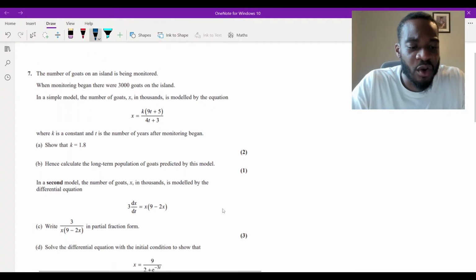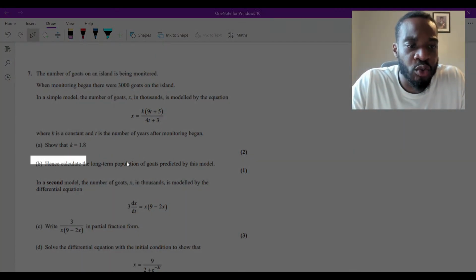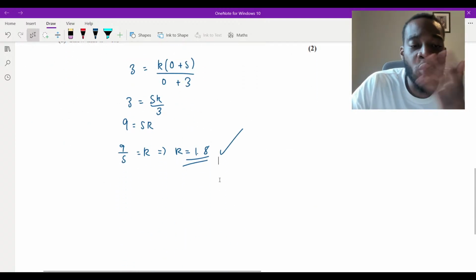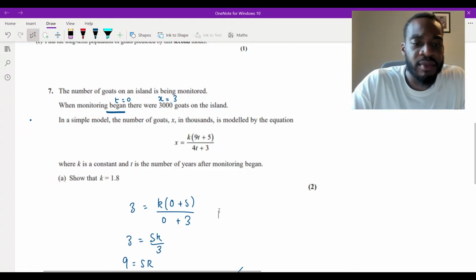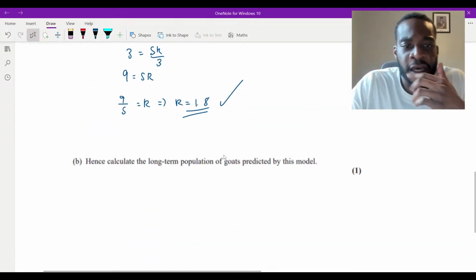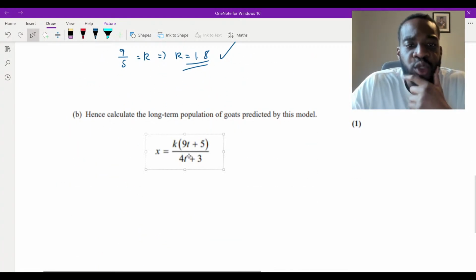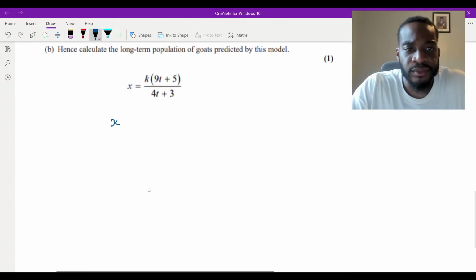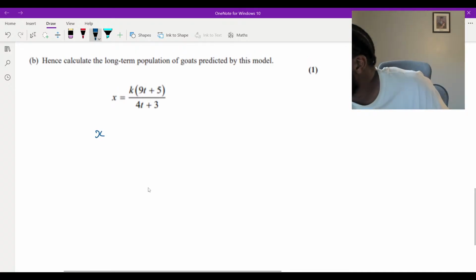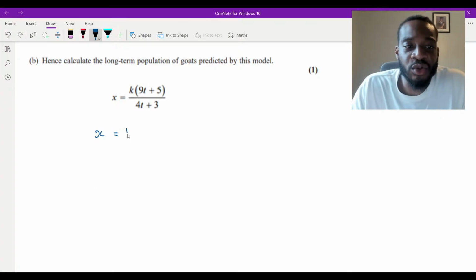Part B. What does part B say? It says, hence calculate the long-term population of goats predicted by this model. So now that we've got the value of k, we've got a complete model for the goats. What was the formula? It was that there. So let me grab that and put that as 1.8. Whenever you see these types of markers, guys, long term. So x is equal to 1.8 times 9t plus 5 over 4t plus 3.